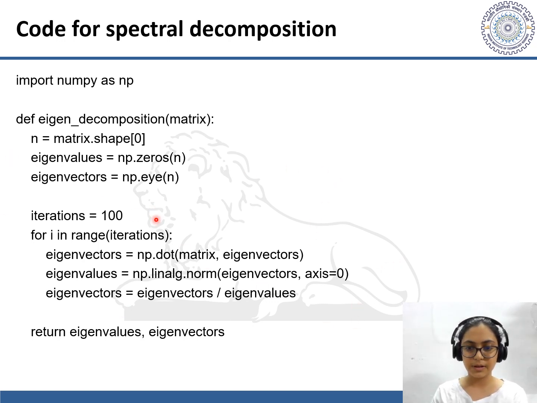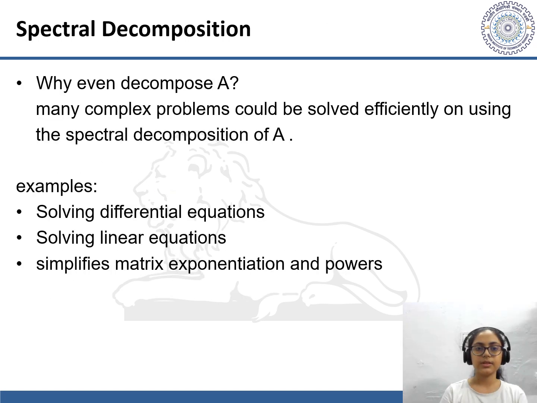That is the same as multiplying two matrices of order n cross n. Once we decompose it, it is easier to perform operations on a basis which is standard than on one which isn't. So we rotate the basis first and then perform operations on the now standard basis. Many complex problems could be solved efficiently using the spectral decomposition of A. Examples being solving differential equations, solving linear equations, and simplifying matrix exponentiation and powers.